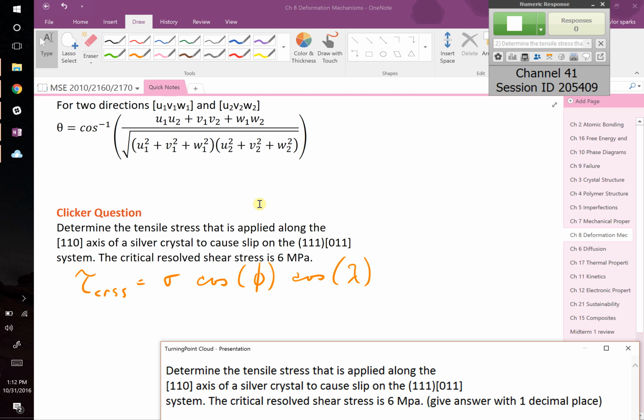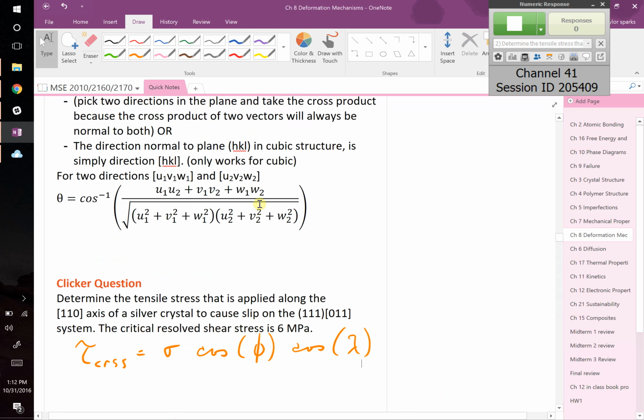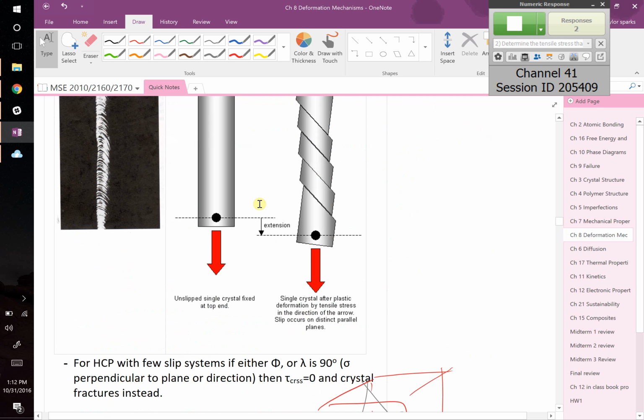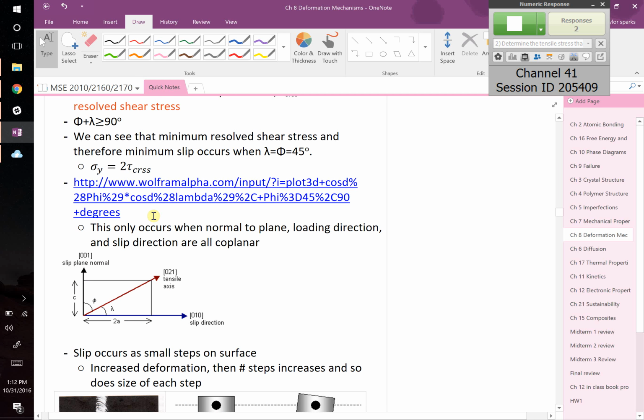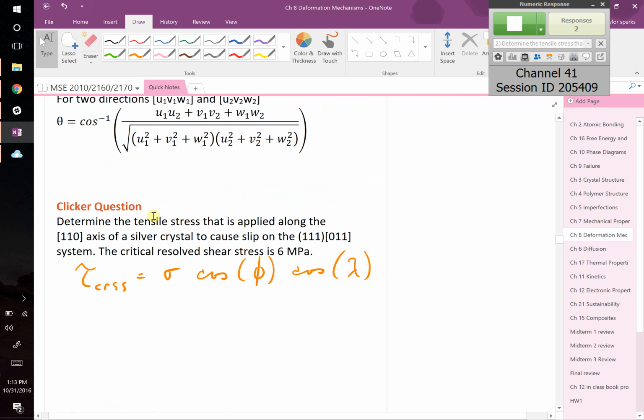Anybody need help getting started? It's just rearranging the one that I did give you. It's this, just that one. It's just rearranging it. So from this formula you can solve it. Anyone need help getting started?